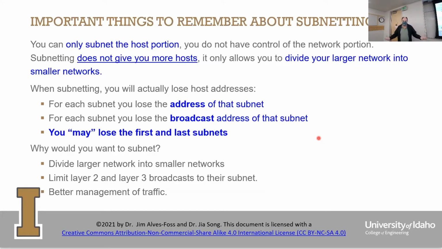But again, you want to divide your larger network into smaller networks, so why not? You want to limit the broadcast to the subnets. You can do that. Say, hey, these only go to the machines in this room, this building. Better management of traffic. You are going to see a lot of subnetting throughout the cybersecurity and network security material.